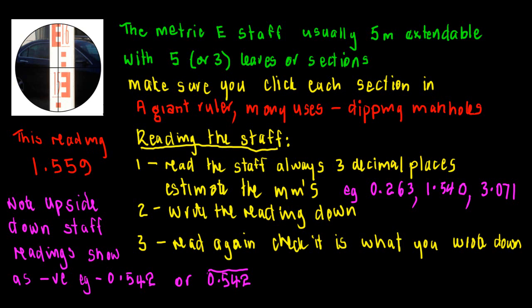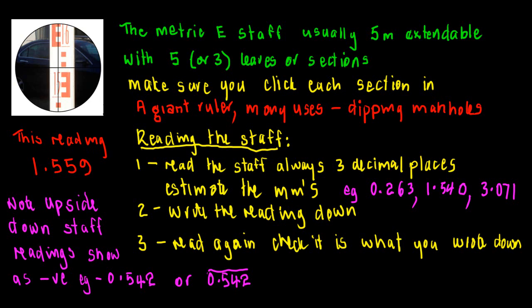So read the staff, write down the reading, write that in your field book in the appropriate place, and we'll be showing you how and where and what to write. Then go back to the staff and read it again. Check it is what you wrote down. So you go back, check it's what you wrote down. Yes, that's what I wrote down. And then you can move the staff man on, because the staff man moves through, so quite often you can't go back to the same point in some cases when you're traversing forward in the leveling situation.